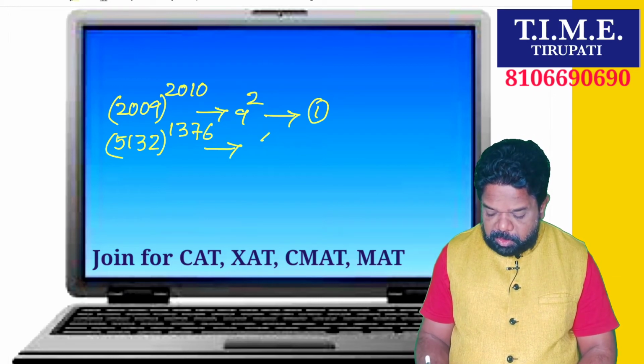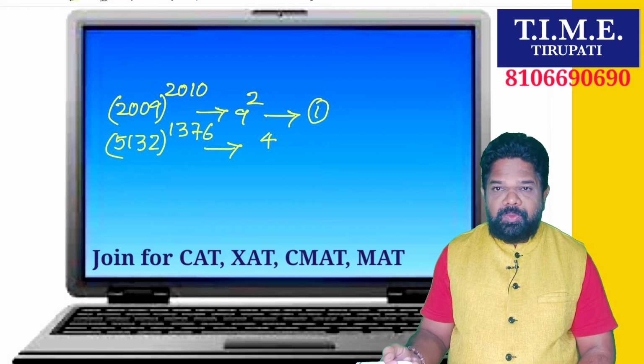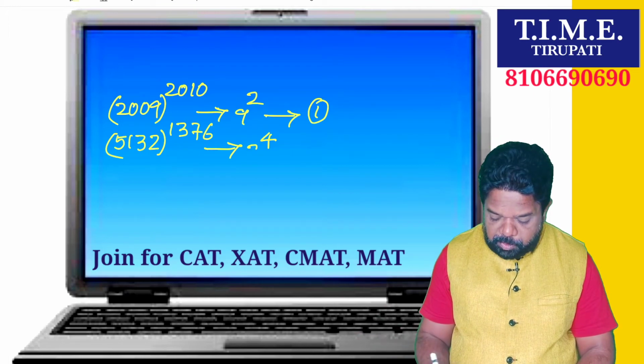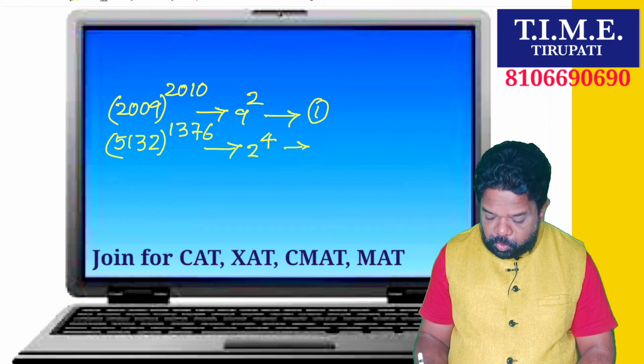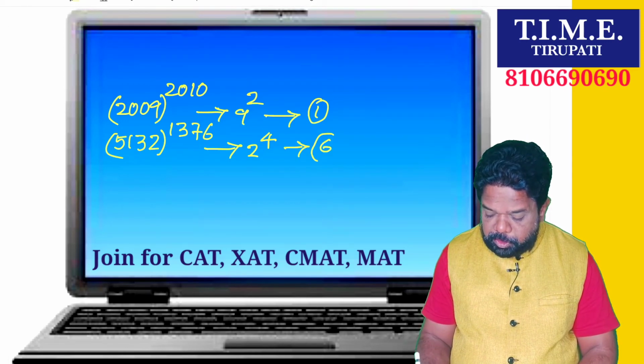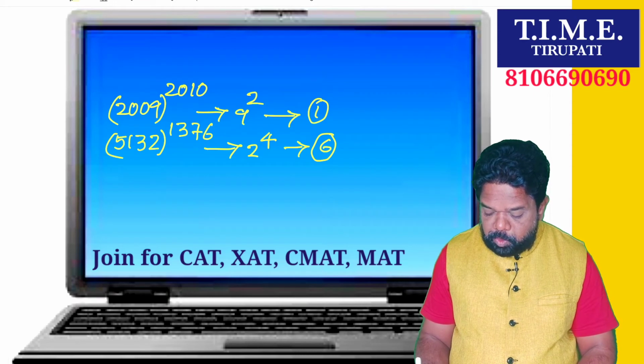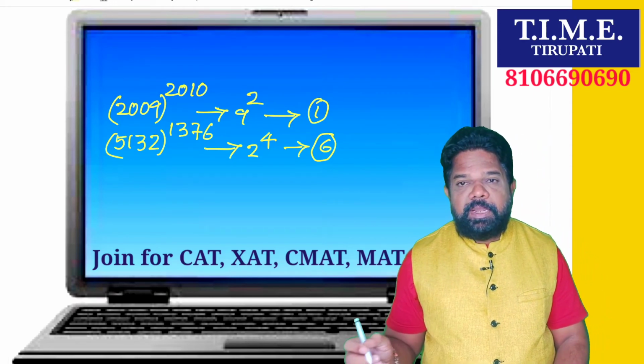If the remainder is 0, what is our key note? The power must be 4. If the remainder is 0, you have to take the power as 4. But what is the units place value? 2, so 2 power 4. In 5132, the units place value is 2. So 2 power 4 value is 16. In 16, you have to take only 6. We require only the units place value. We do not require the entire value.